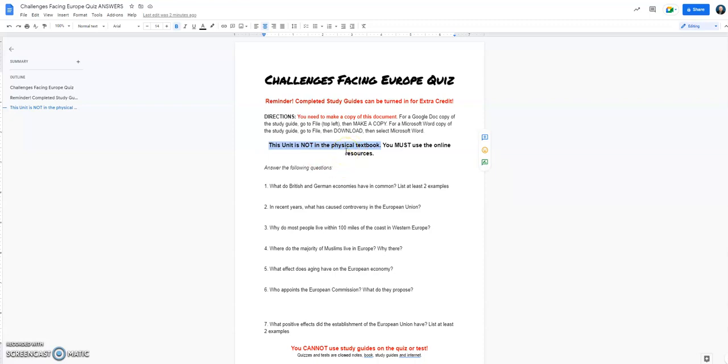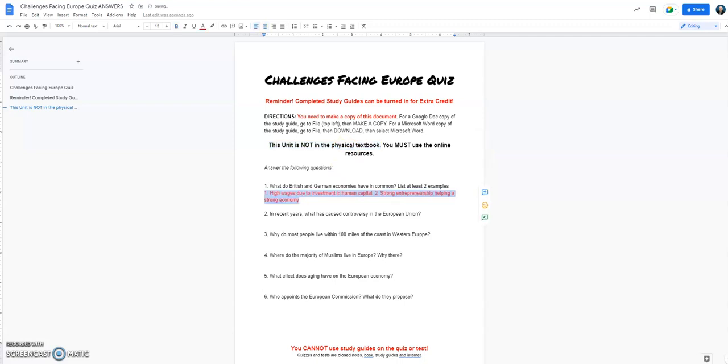Question 1, what do British and German economies have in common? Give 2 examples. Well, first thing is high wages due to investment in human capital. Basically, investment in human capital means they've invested in their citizens, right? They give them education, college, healthcare, things like that, right? So they invested in their people. And number 2 is strong entrepreneurship helping a strong economy. Basically, these governments allow for small business and private business. That's entrepreneurship. People can start their own business, be successful, and that helps the economy be strong.